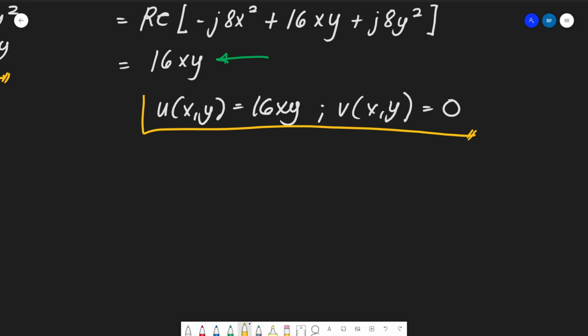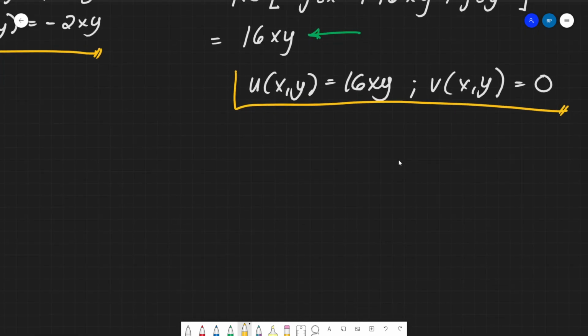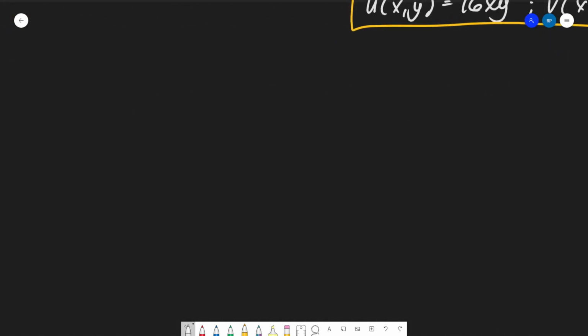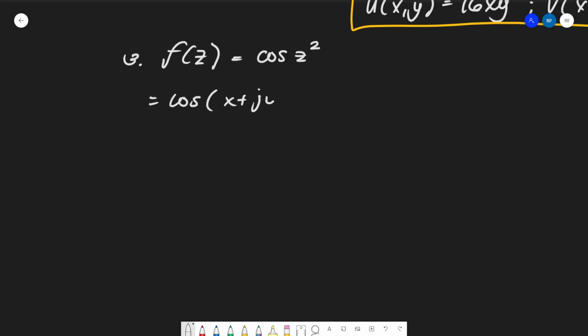Okay? So, game. Last example for the complex function. That is the goal of the complex function: we need to identify the real part and the imaginary part. So, number 3, we have the complex function of cosine z squared. So, we know that z is equivalent to (x plus jy) quantity squared.